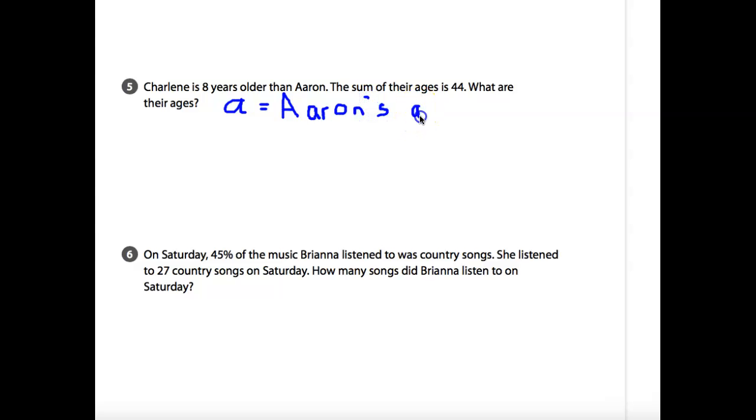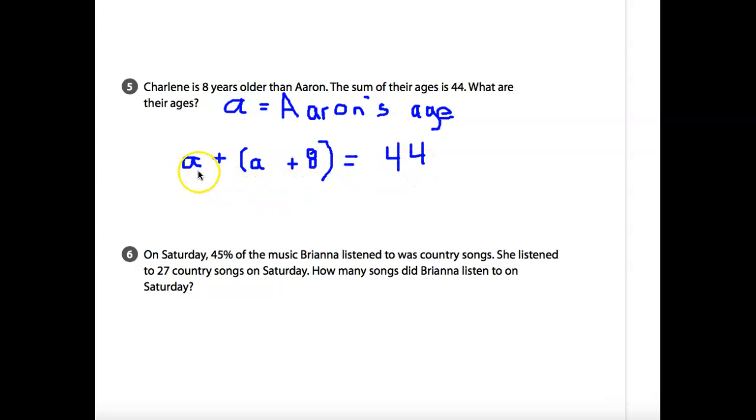All right. And then it says that Charlene is 8 years older than Aaron. So Aaron is A, and Charlene is Aaron's age plus 8. Okay. And then we know that their ages combined, or the sum of their ages, sum means to add, is 44. Okay? All right, so that's what your equation should look like.